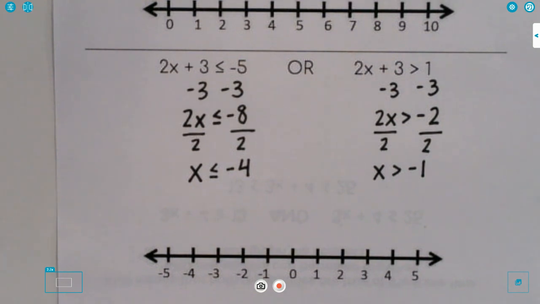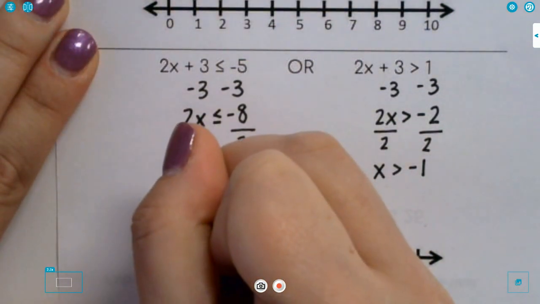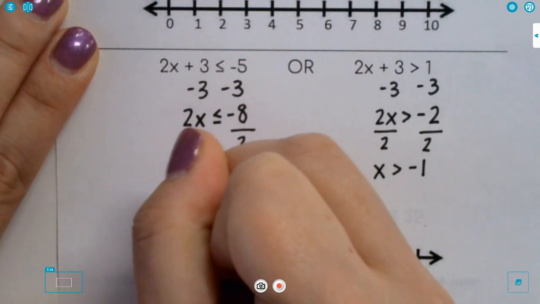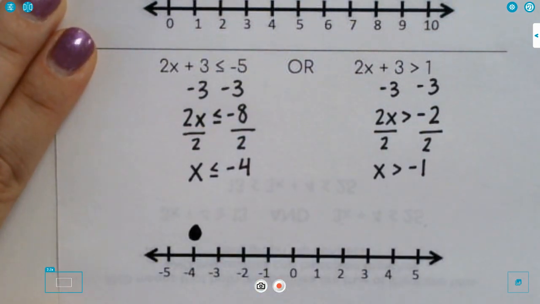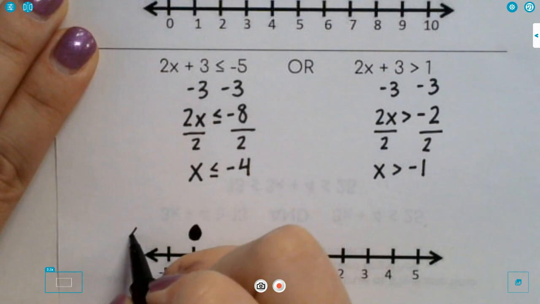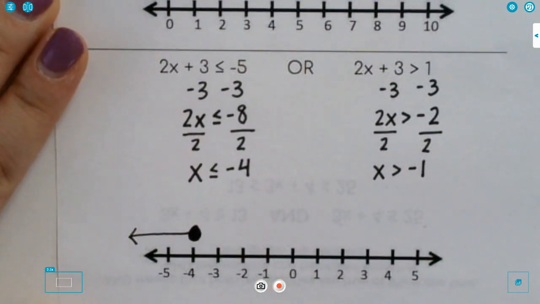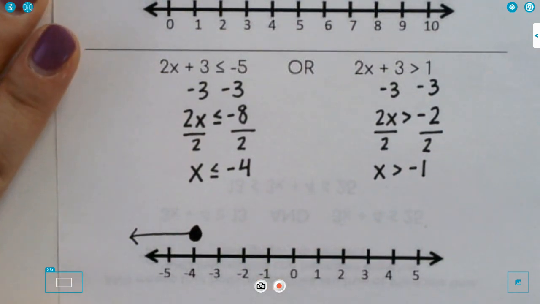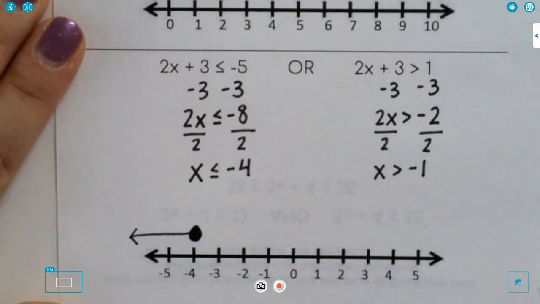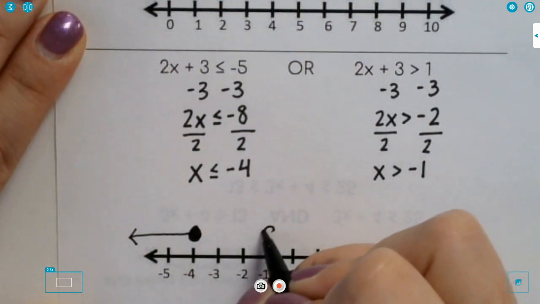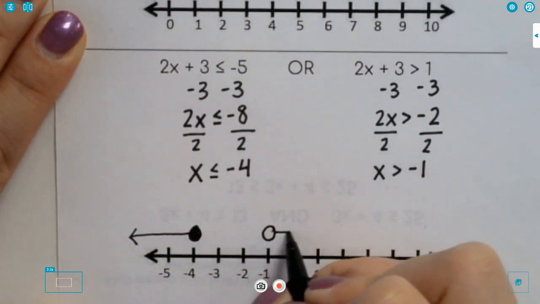When I go to graph this, less than or equal to, we'll get a closed circle, and my arrow will go to the left. Greater than, we'll get an open circle at negative 1, and my arrow will go to the right.